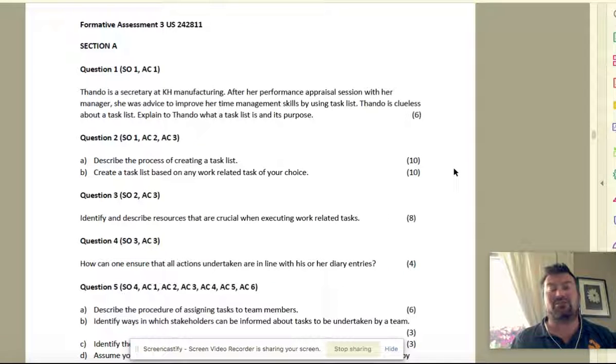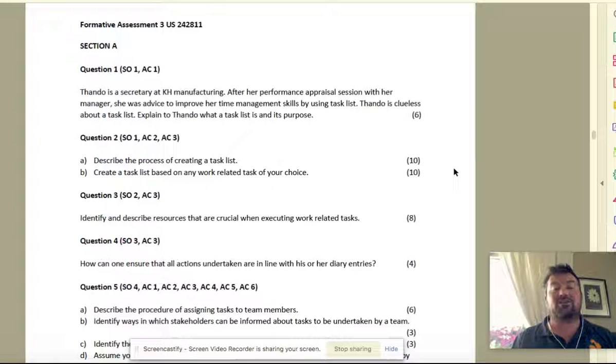Okay, question number 3. Identify and describe resources that are crucial when executing work-related tasks. So what are the resources that you require in order to do the tasks in your business? Now, there's a whole bunch of them, and the best thing to do is just to think of what materials, equipment, resources you require in order to achieve the goals that you have. So what resources are crucial in your job?